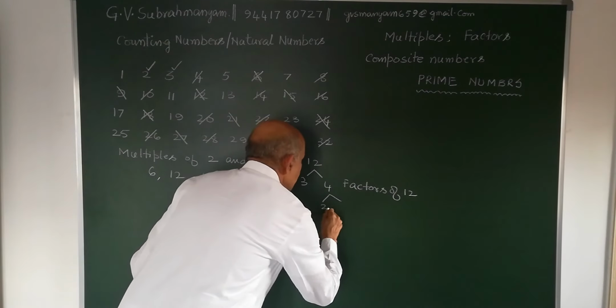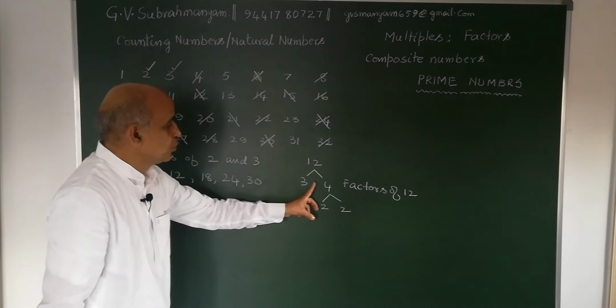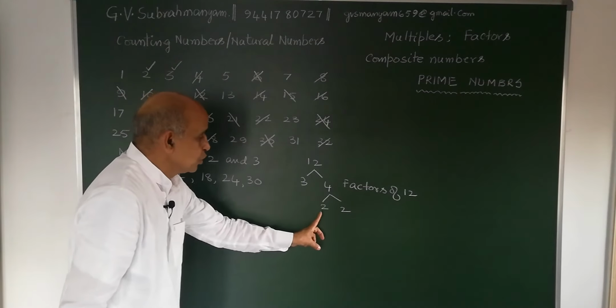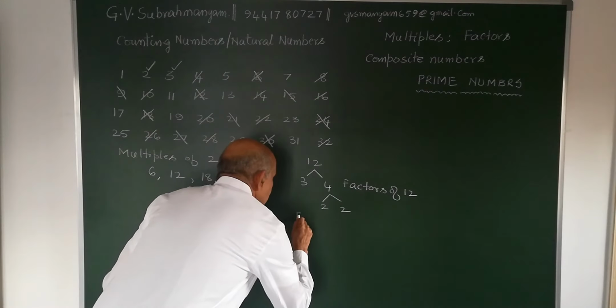4 is 2 into 2. So 12 is 3 into 4. Again 4 is 2 into 2. So you can write, this is called a factor tree.